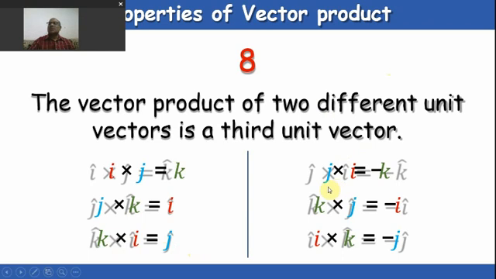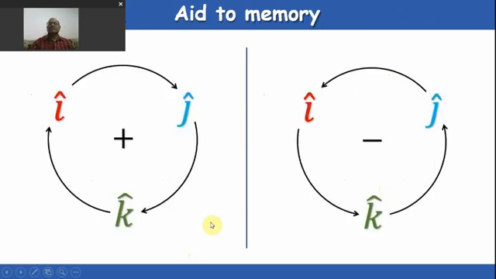In the same manner, j cross k is i and k cross i is j. We can have the result in the opposite direction also: j cross i is minus k, and k cross j is minus i in the same manner. So we have to memorize, or practice more and more, and always draw this diagram. If we fail to memorize, then if i is moving towards j, the resultant will be k. If j is moving towards k, the resultant will be i. If k is moving towards i, the resultant will be j, and these are all positive resultants.